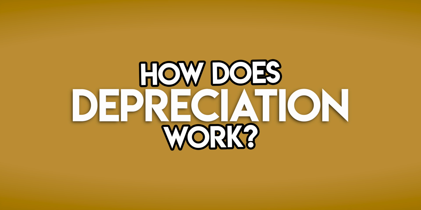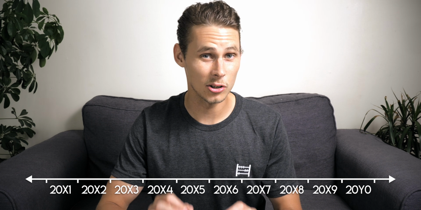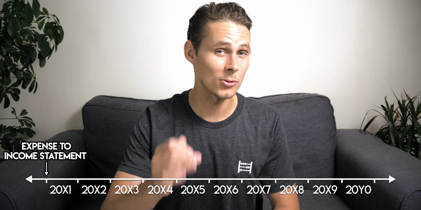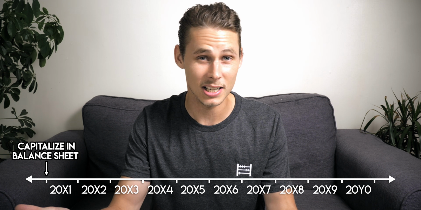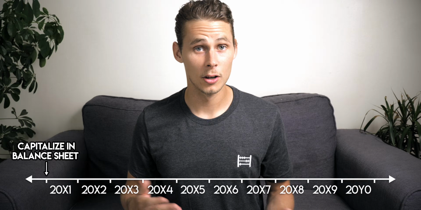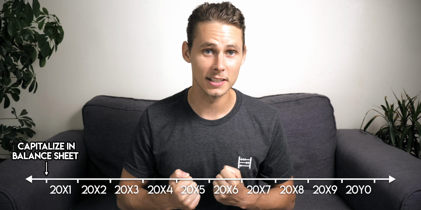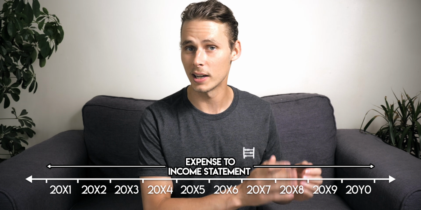How does depreciation work? It begins with buying your oven. If you were using the cash method of accounting, you would expense the entire cost of your oven straight to your income statement as soon as you hand over the cash. But when you're using the accrual method of accounting, you'd capitalize it instead. Capitalization is the process of recording a cost as a fixed asset in the balance sheet as opposed to an expense in the income statement. So you take up your asset cost of $8,000 and hold it in your balance sheet. Then over the next 10 years, you gradually write it off, releasing it as an expense to your income statement.